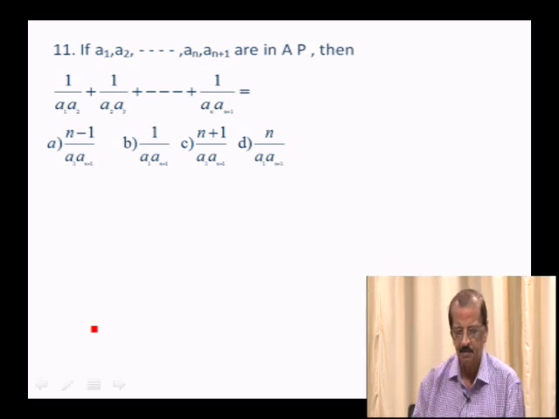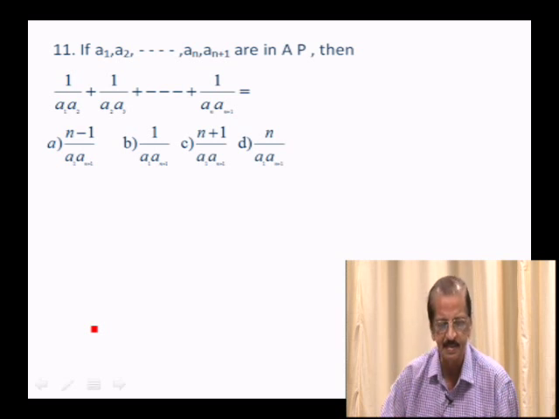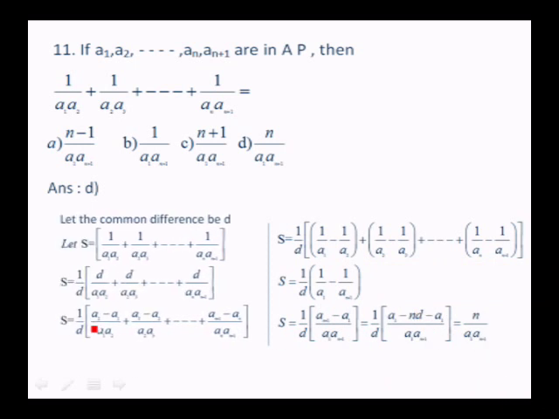See, here I have to write 1 over a1 a2 as a2 minus a1 over a1 a2. That means d over a1 a2, and that d is a2 minus a1. See, it can be written like this. The option is D actually here, best option, but let us see how you obtain it. Let the common difference be d. So S is 1 over a1 a2 plus 1 over a2 a3 etc. So S is 1 by d into, and I am just dividing and multiplying by d, d over a1 a2, d over a2 a3 etc., d over an an plus 1.